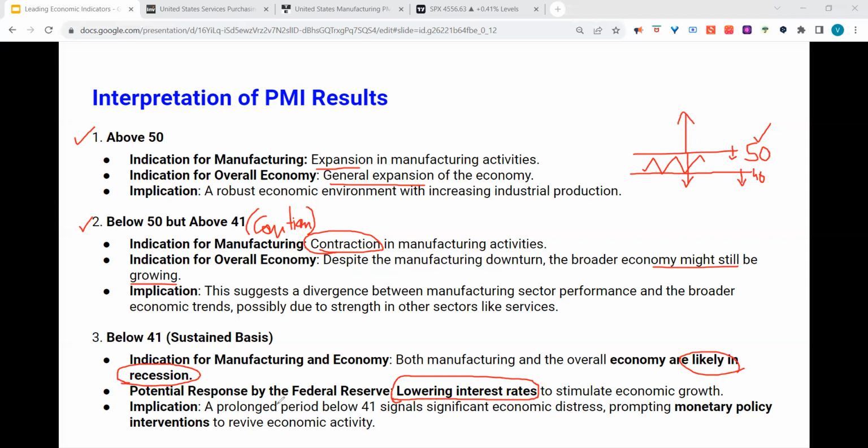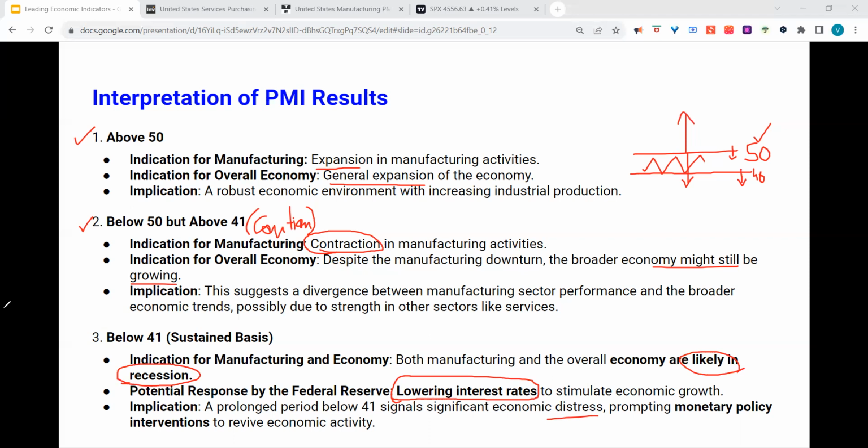A prolonged reading of the PMI below 40 signals significant distress, right? Because of this distress, there can be a monetary policy stimulus in terms of cutting the interest rates, and in parallel there can be a fiscal stimulus also. So this is the deep dive meaning of the PMI when it comes to the economy.